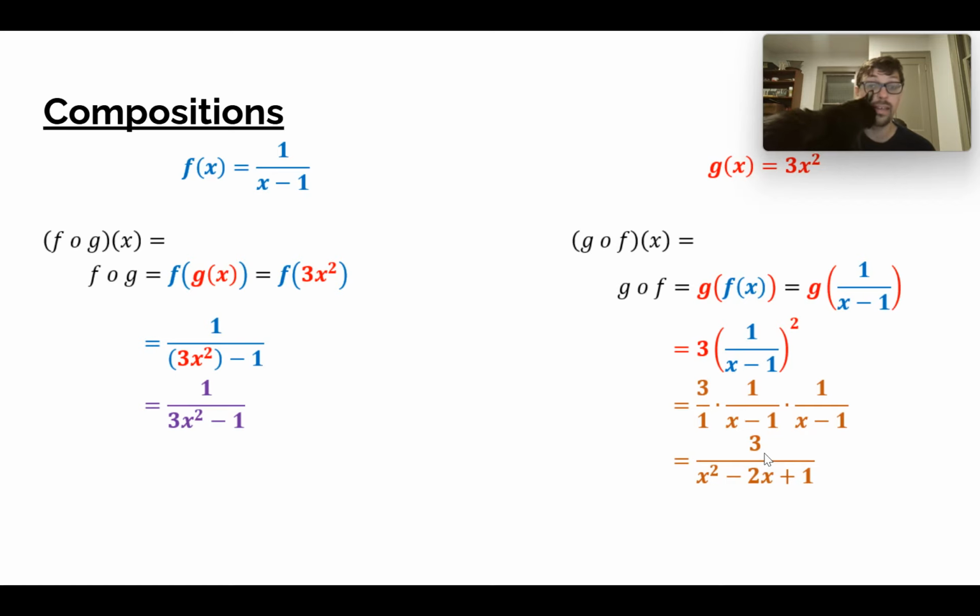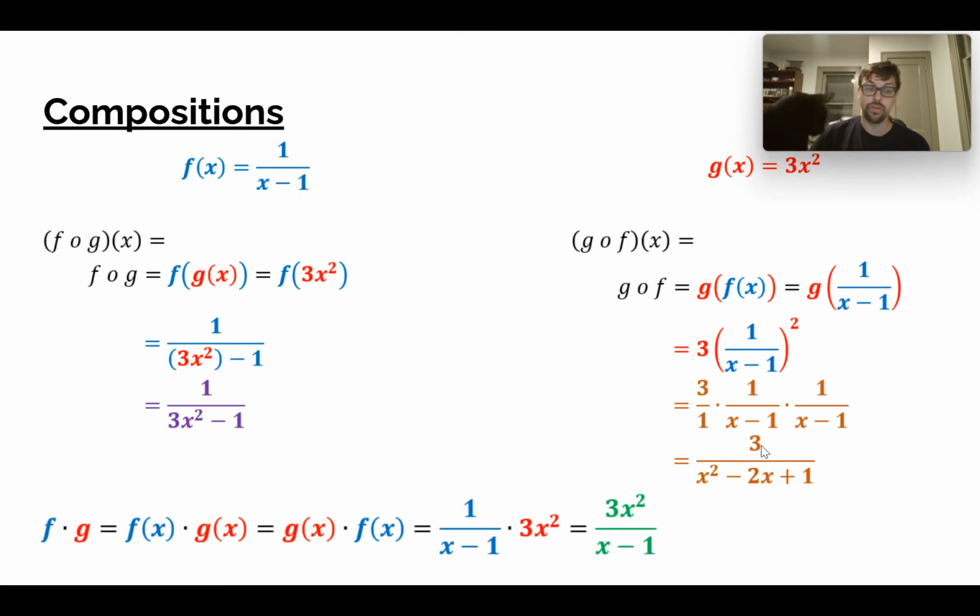Now keep in mind, this composition is different than multiplication. If we were to multiply f times g or g times f, either way, you can see in green down there that 3x squared over 1 minus x is very different from this composition that we have done. So if you see that open circle, that does not mean a multiply. It's the dot that means a multiply. This is composing, where we take one function and we put it into the other one.